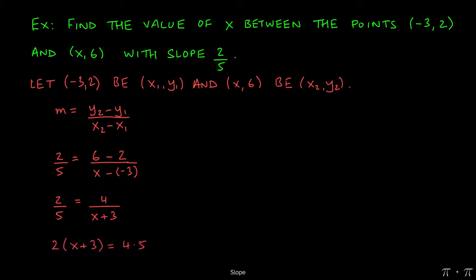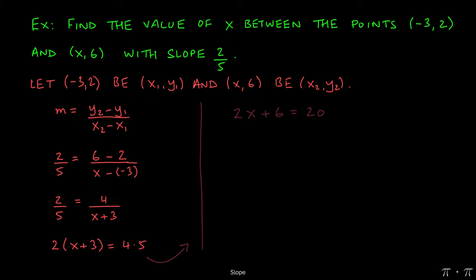Now at this stage, we can cross multiply. We can multiply the x plus 3 over to the left-hand side, so then it would be 2 times x plus 3, and we can multiply the 5 over to the right-hand side. That will give us 4 times 5.